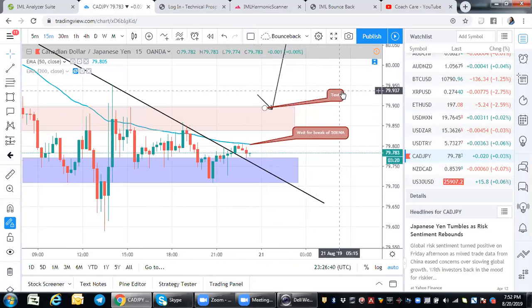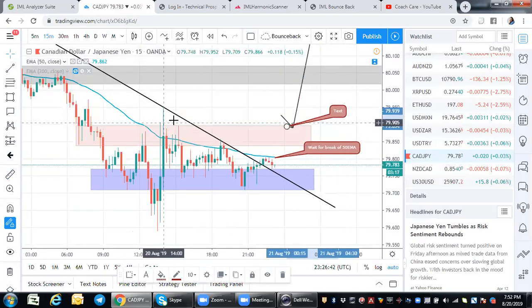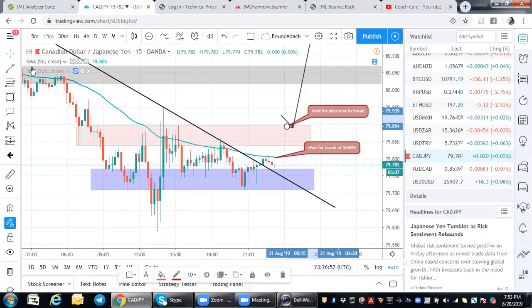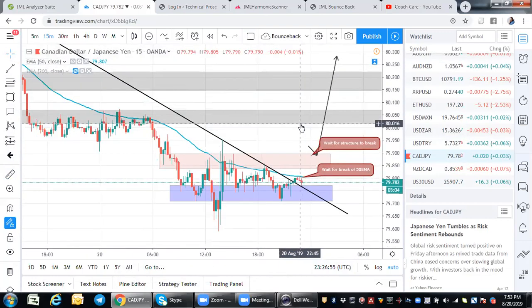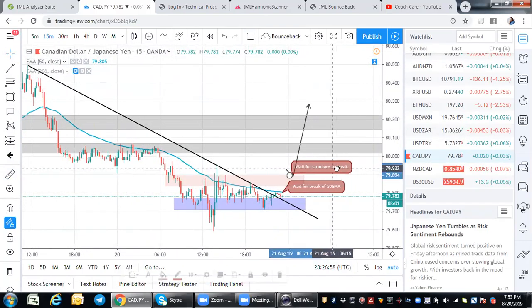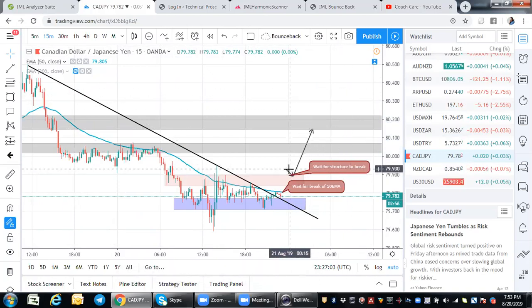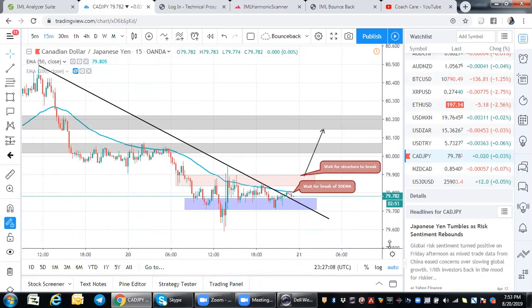And then for those of you who are intraday traders, you're waiting for the market to break this resistance. So wait for a structure to break before you buy. All right, so you can go ahead now and take a picture of this. That is your trade for CADJPY. So you can take a picture of that, put that on your watch list.